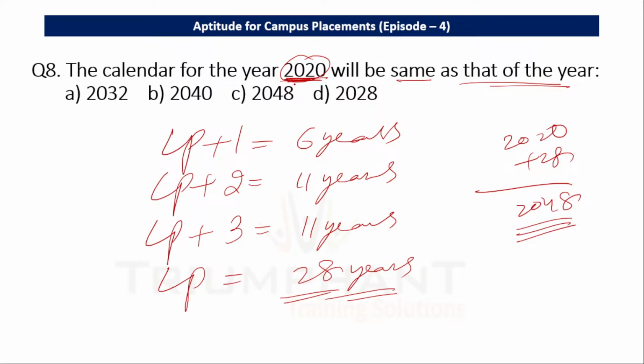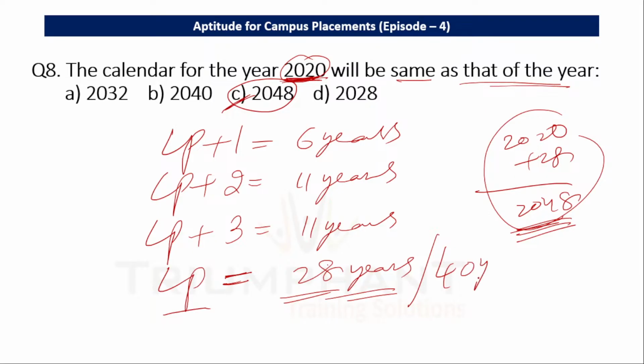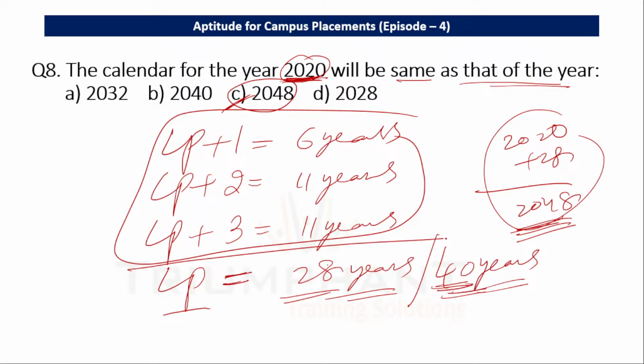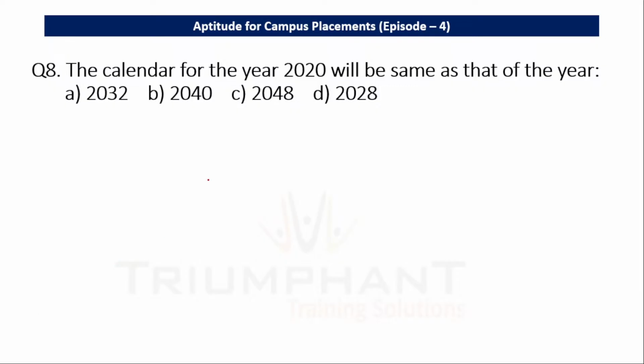2048 will have the same calendar as 2020 because it repeats every 28 years. But here we have a special case. A leap year not only repeats after 28 years; sometimes you have to wait 40 years to get it. Let me explain when you have to add 40, because in the last live session we discussed the three cases, but we did not discuss this. But since we got a leap year now, let us discuss that.